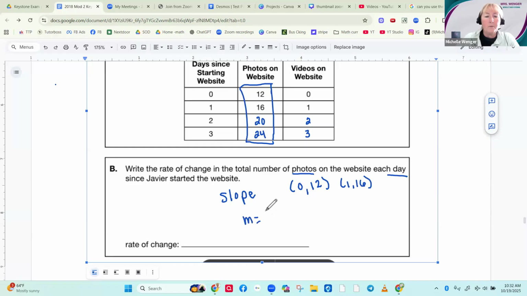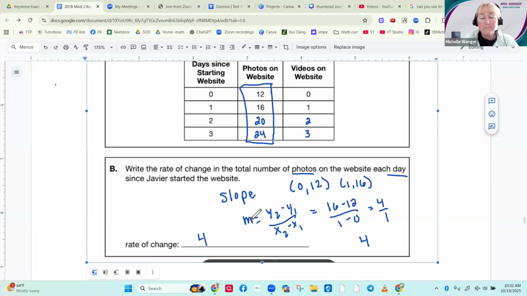Remember, your slope is m equals y2 minus y1 over x2 minus x1. I'm sorry, I have the m stuck in my head here today. All right, so I would do 16 minus 12 over 1 minus 0. That gives you 4 over 1. So that means 4. So your rate of change is 4. That's it. That's all there is to that.